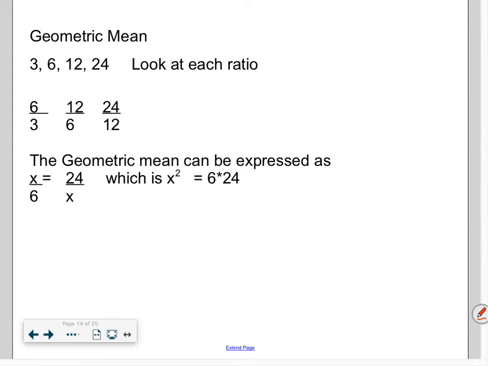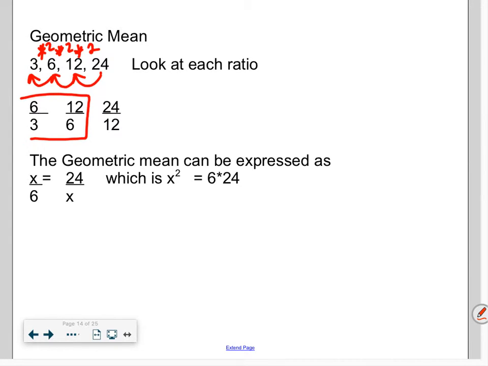There are also geometric means. If we take a look at this pattern, 3, 6, 12, 24, I might ask, what's going on there? I hope you see each time you're multiplying by 2. If we take these numbers and write them as ratios, 6 over 3 is equal to 12 over 6, and 24 over 12.